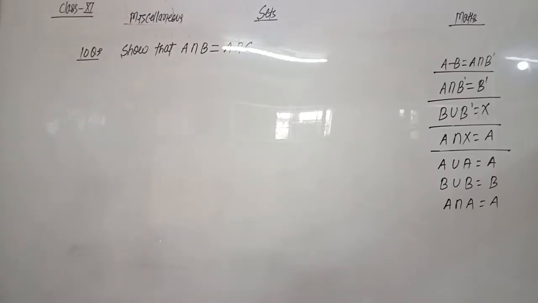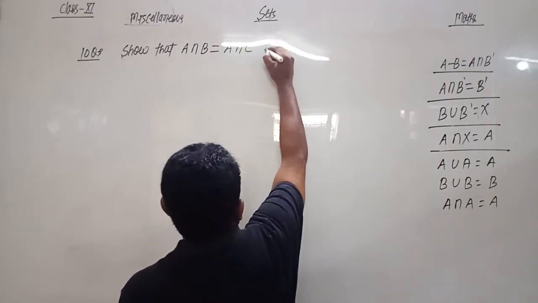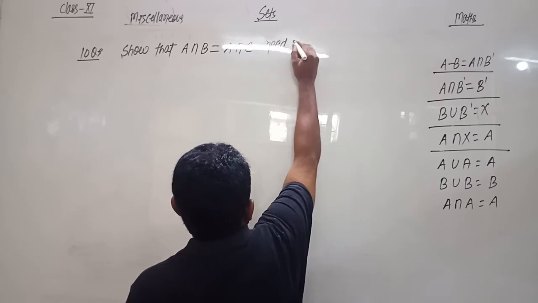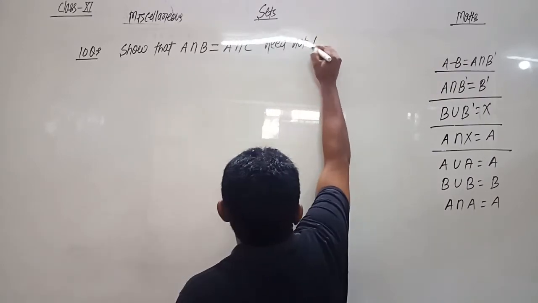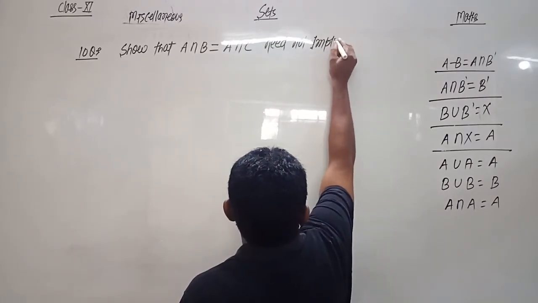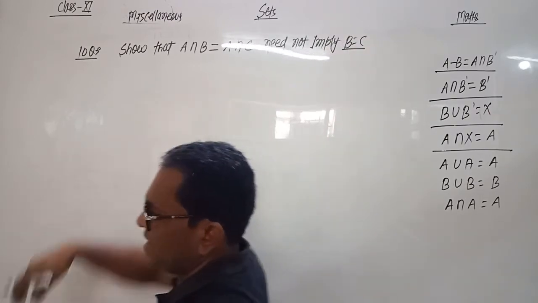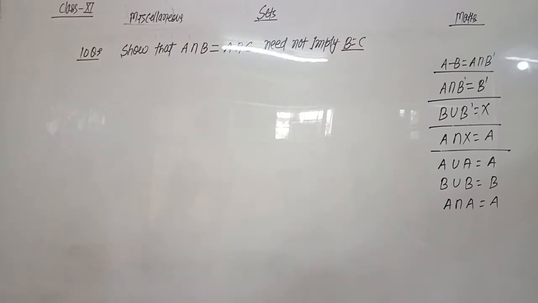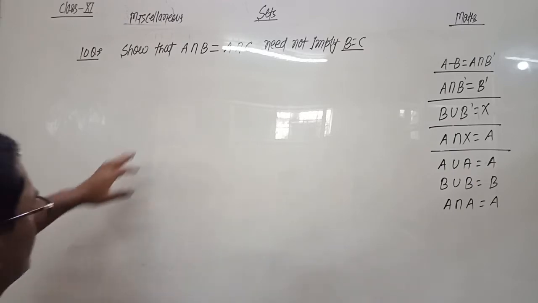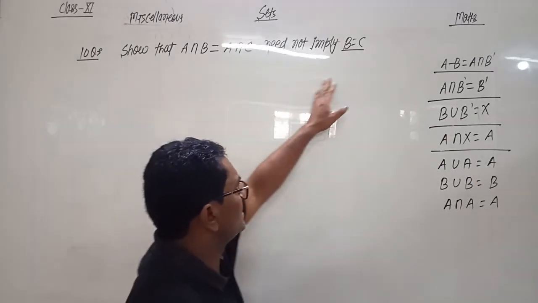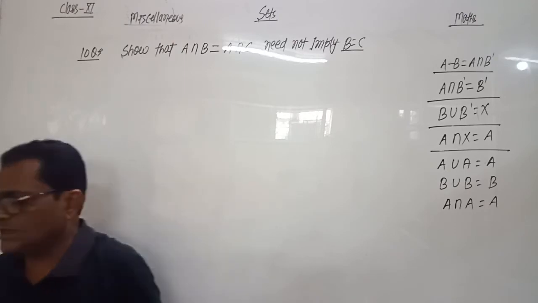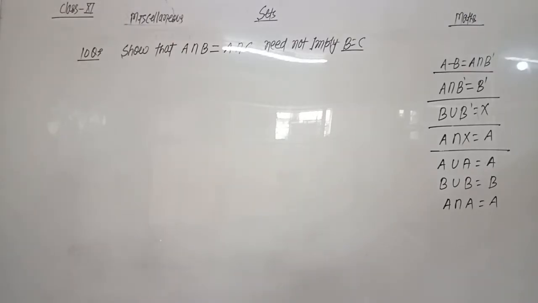A intersection B equals A intersection C need not imply B equals C. It means if A intersection B is equal to A intersection C, if these two results are equal, it doesn't mean that B equals C. So let us take an example.